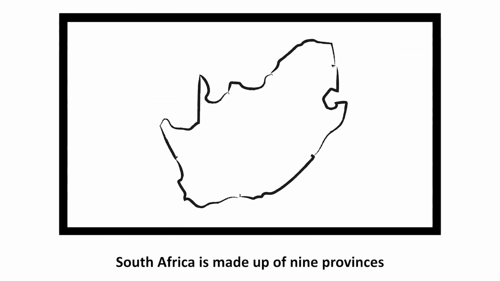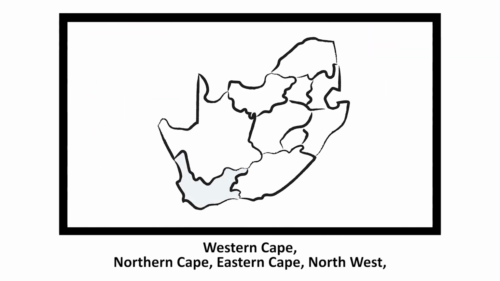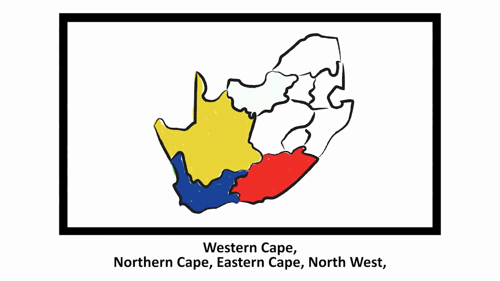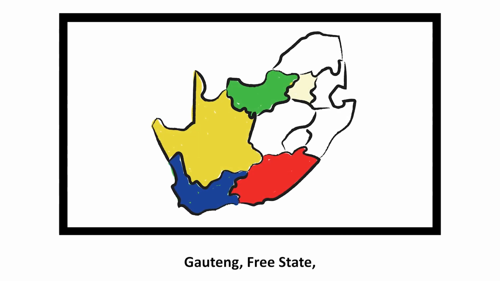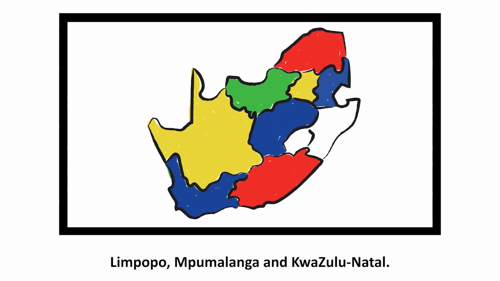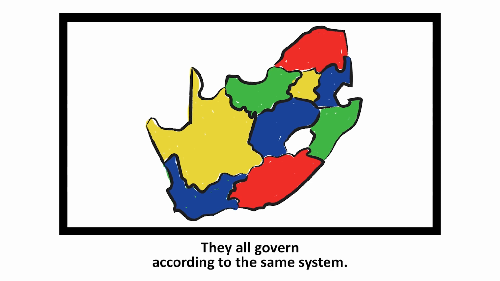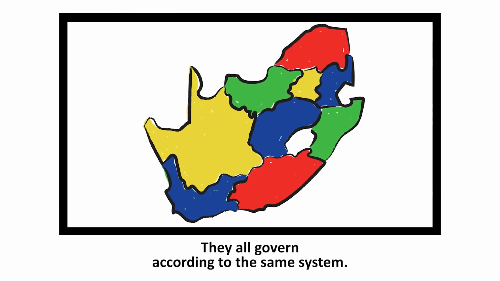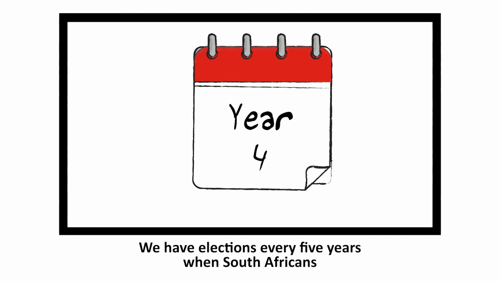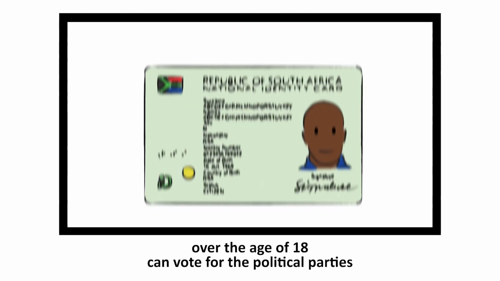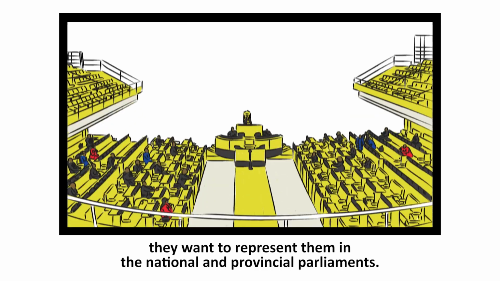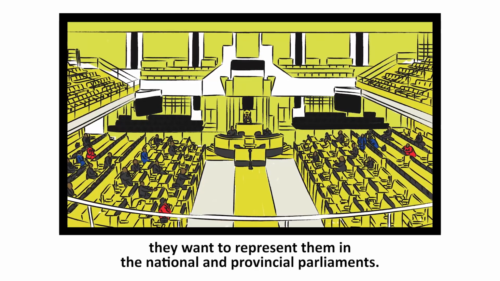South Africa is made up of 9 provinces: Western Cape, Northern Cape, Eastern Cape, Northwest, Gauteng, Free State, Limpopo, Mpumalanga, and KwaZulu-Natal. They all govern according to the same system. We have elections every 5 years when South Africans over the age of 18 can vote for the political parties they want to represent them in the national and provincial parliaments.